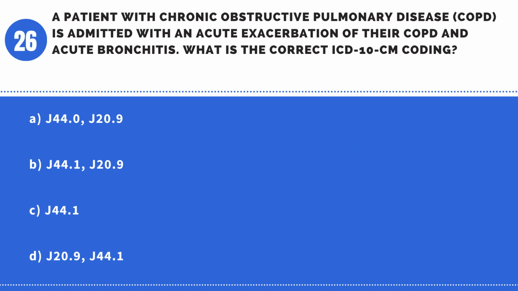Question 26. A patient with chronic obstructive pulmonary disease, COPD, is admitted with an acute exacerbation of their COPD and acute bronchitis. What is the correct ICD-10-CM coding? A. J44.0, J29. B. J44.1, J29. C. J44.1. D. J29, J44.1. Answer C.